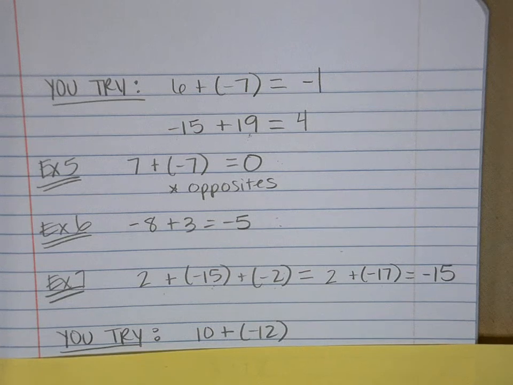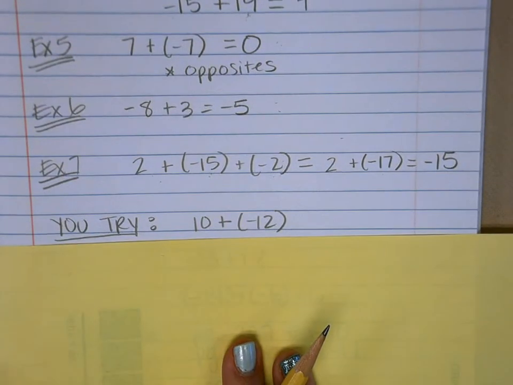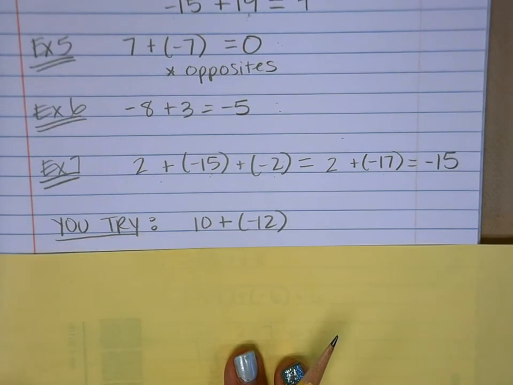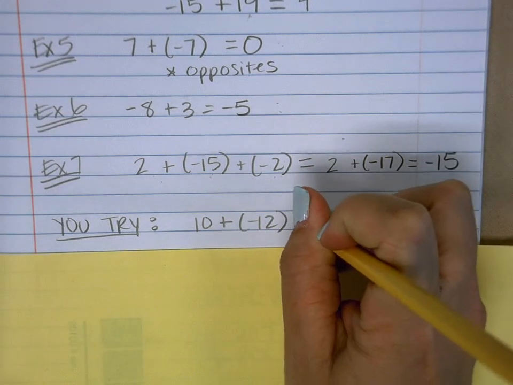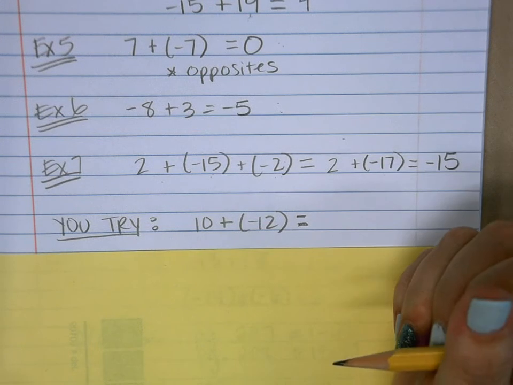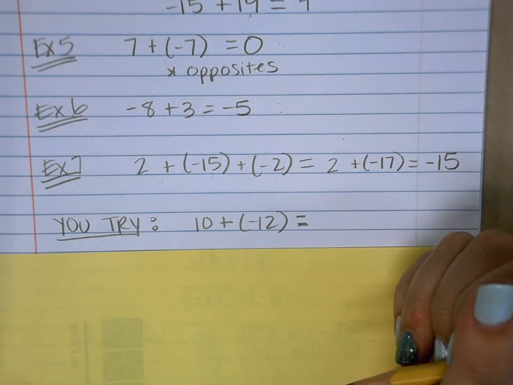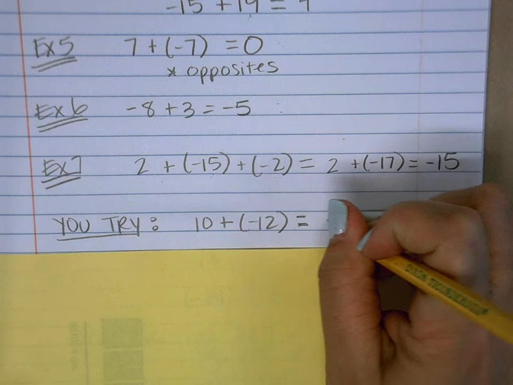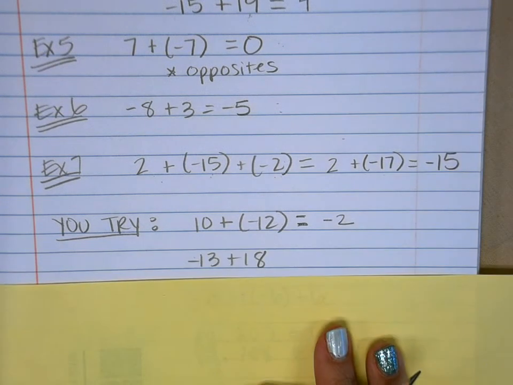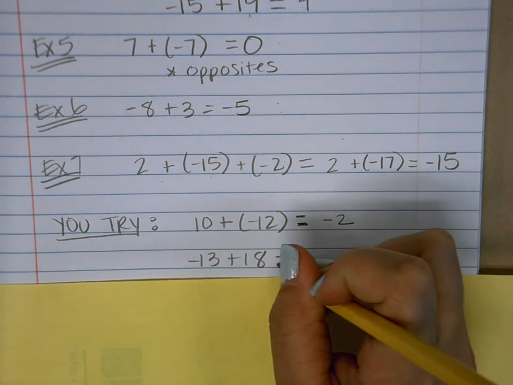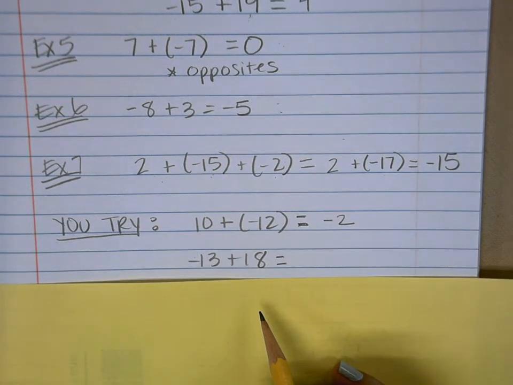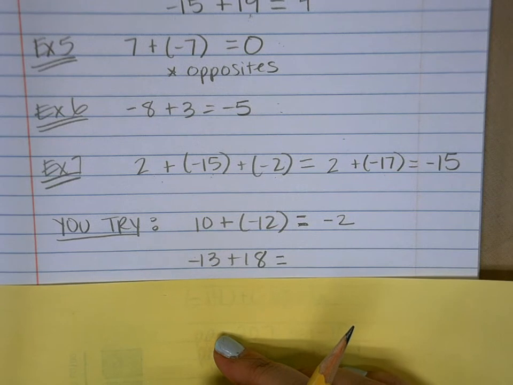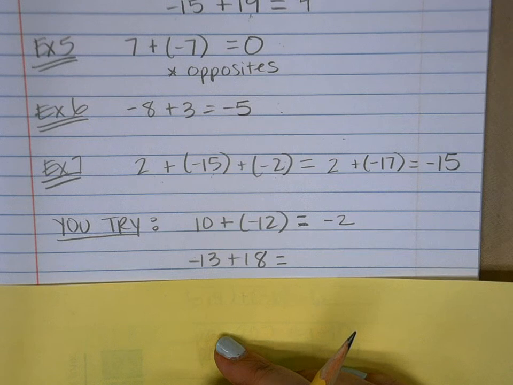Okay, so I want you to do this one now, just to see if you really got it. 10 plus negative 12. Okay, everyone say the answer. Negative 2. Awesome. How about this one? No, don't say it yet. Write it down first. The number that's bigger than the other number gets the sign, yeah. That's the rule we came up with, right? Okay, everyone say the answer?